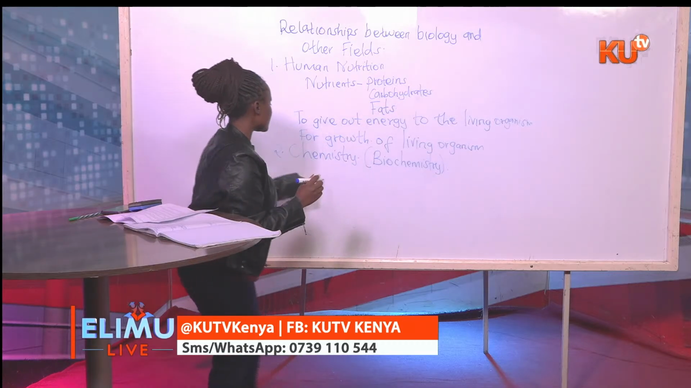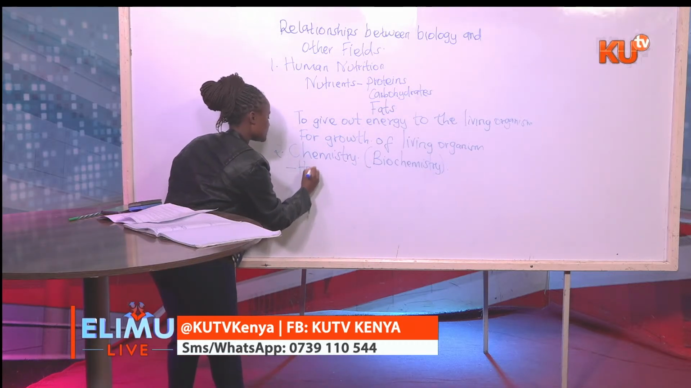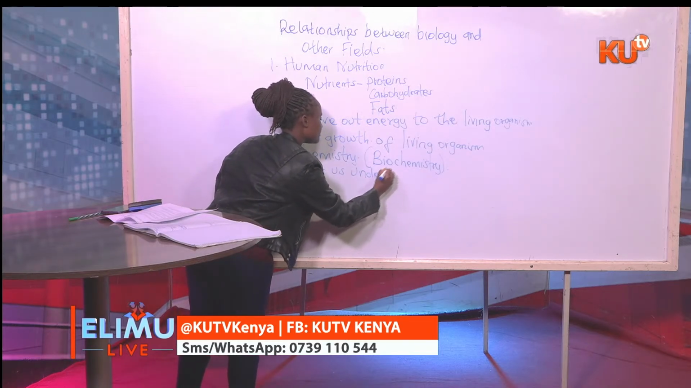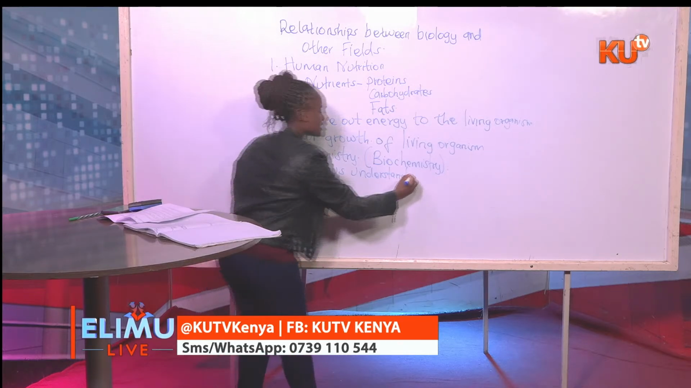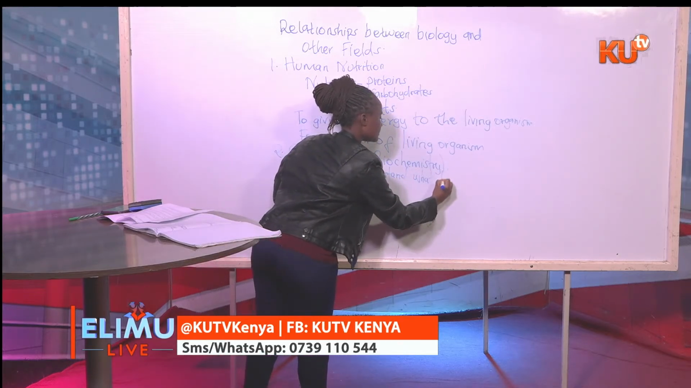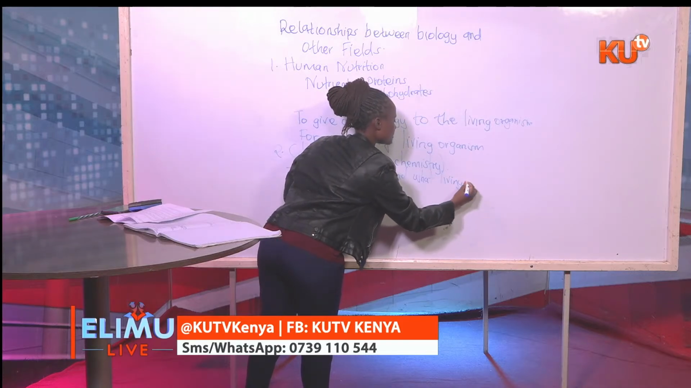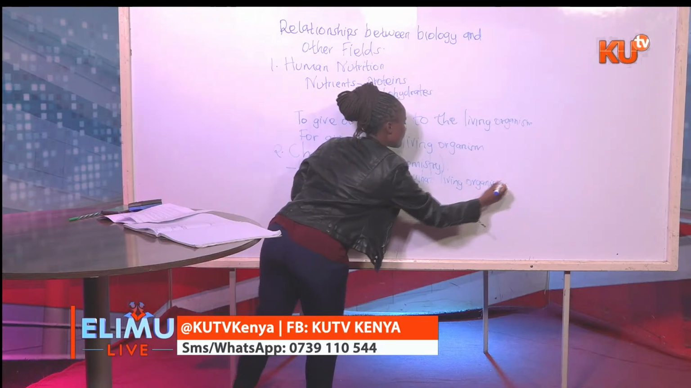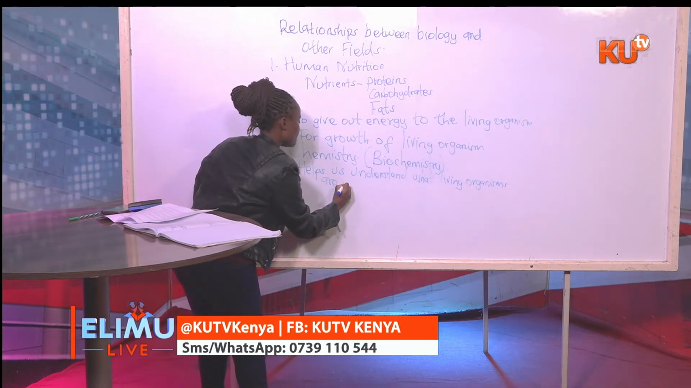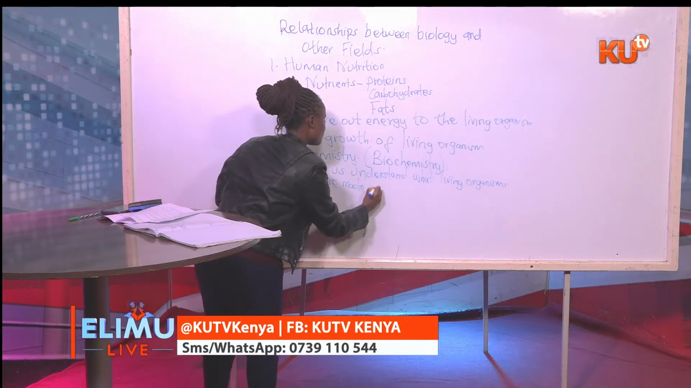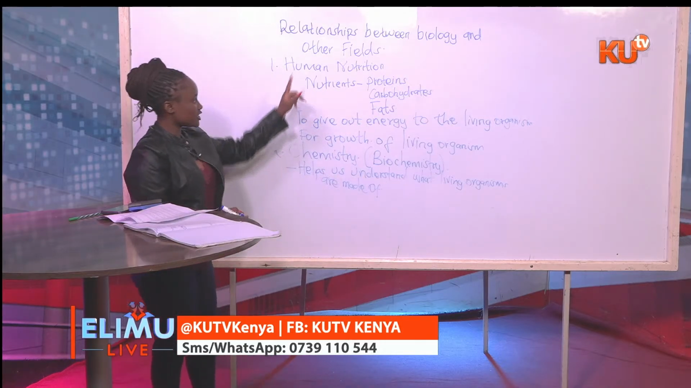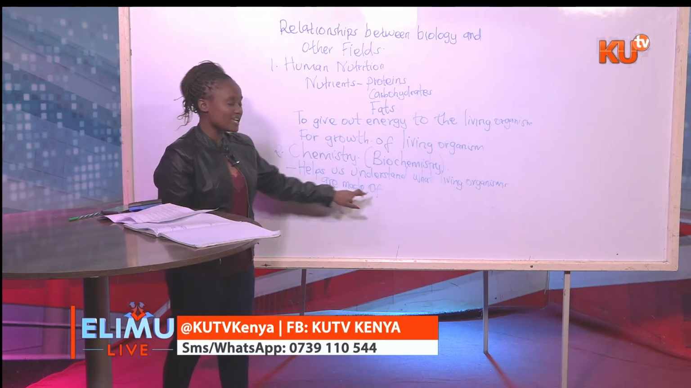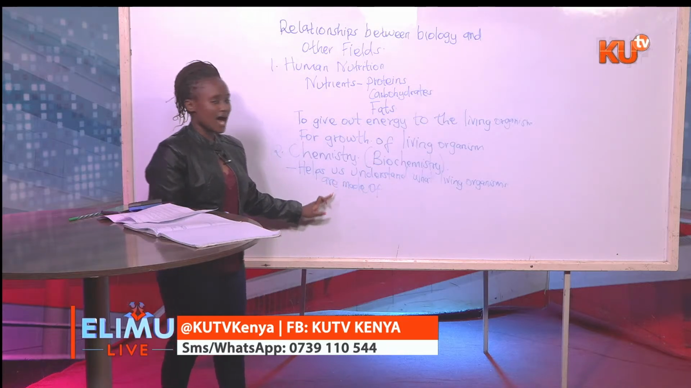It helps us understand what living organisms are made of. So, the relationship between biology and chemistry, it helps us understand what living organisms are made of.